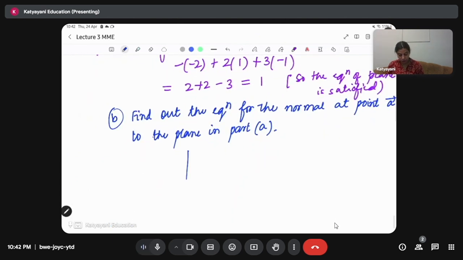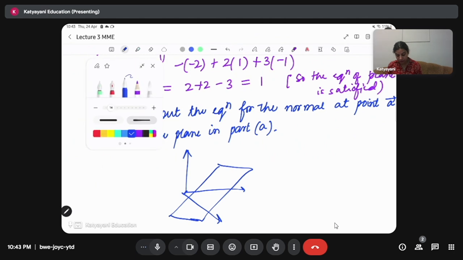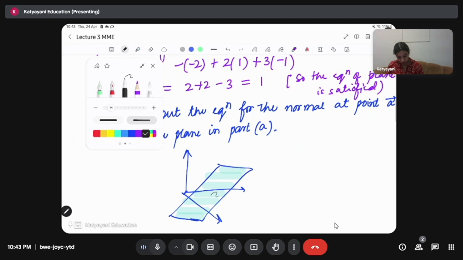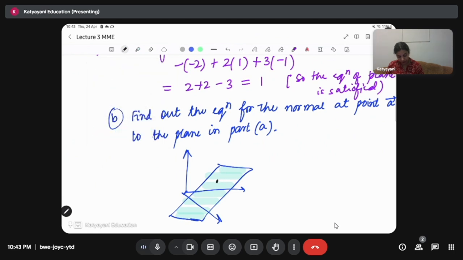So whatever your plane is, suppose this was my x, y and z axes, right? I had a plane like this. Suppose my plane looked something like this. Now we are saying that there is a point A on my plane, so suppose there is a point A, right? And the vector is given to me. I have to find out the equation of the normal at this point. So I have to find this equation, right?